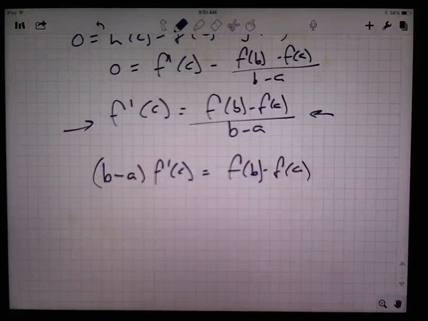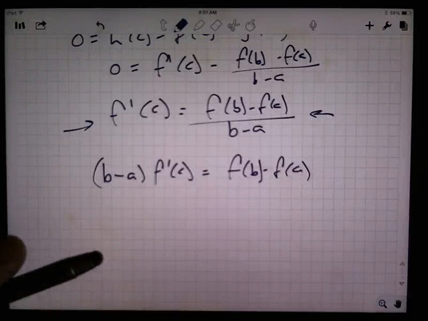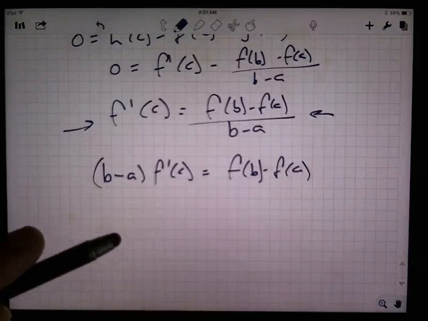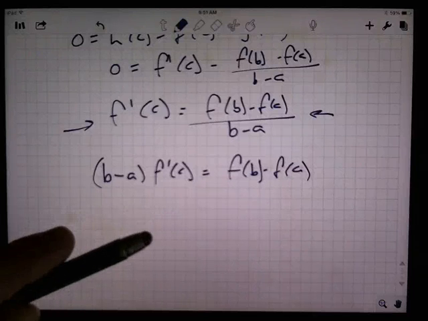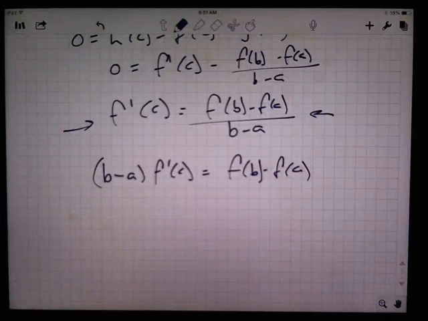So in the next video, we're going to take a look at some examples that are generally given as homework problems of how you actually find c. The mean value theorem doesn't tell you where it is, but how would you find it? So that's next.